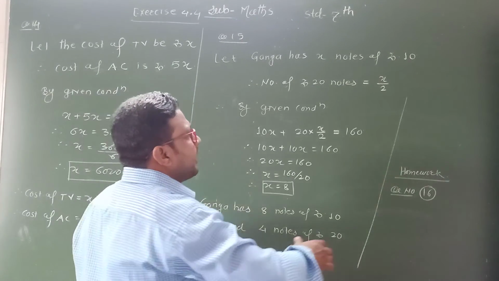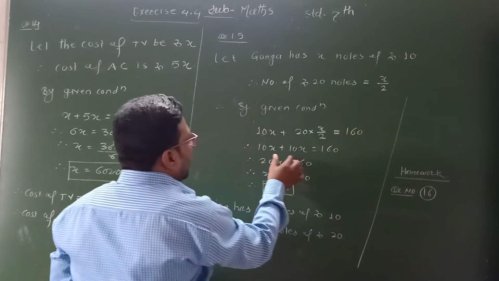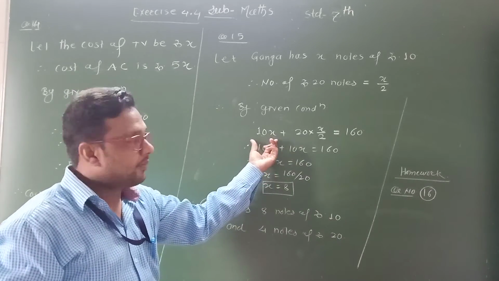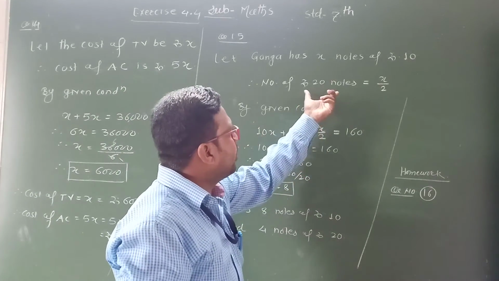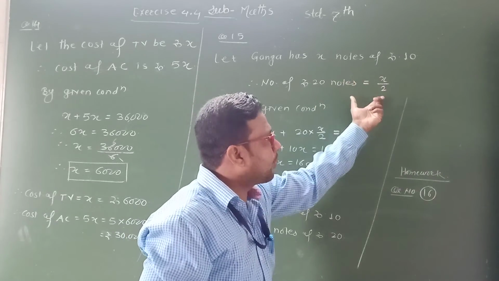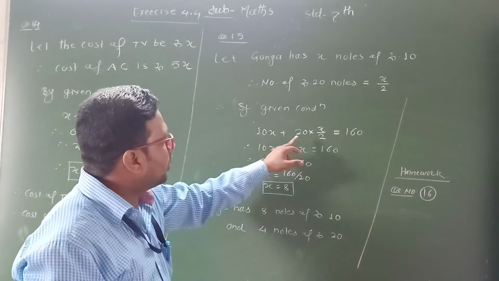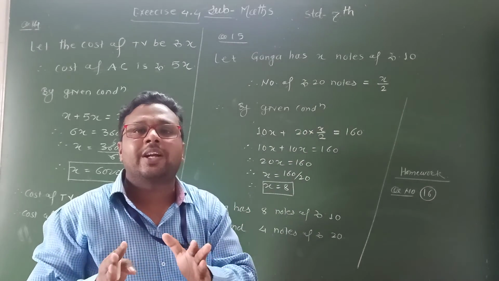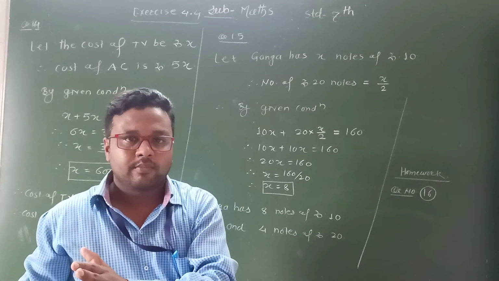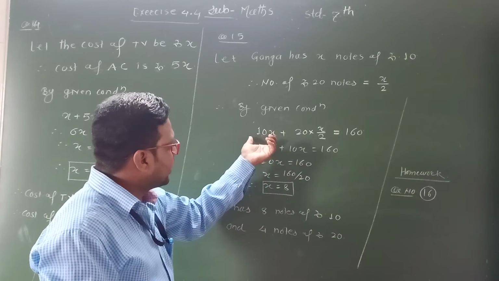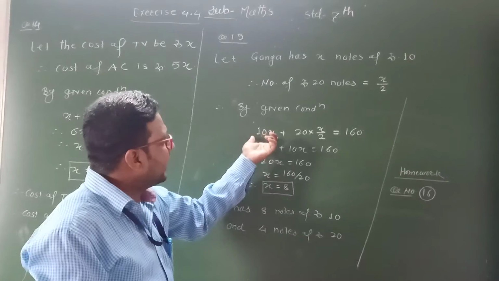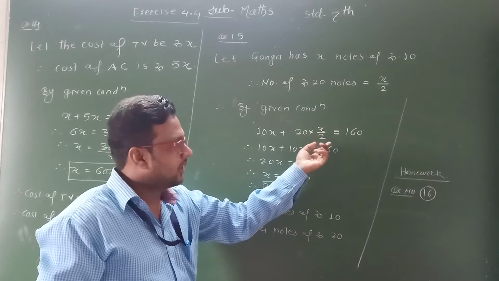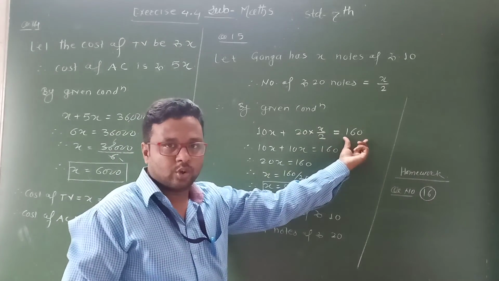Now the total amount she has is 160 rupees. Therefore the amount from rupees 10 notes is equal to 10 into the number of notes, that is 10 into x. Clear? And the amount from the 20 rupees notes, with the number of notes x upon 2, is their multiplication. Therefore 20 into x upon 2. And the sum of these amounts is equal to 160. This is the total amount she has. Correct. Therefore here we put the equation according to the given condition: 10x plus 20 into x upon 2, that is the number of 20 rupees notes, is equal to 160, the total amount.